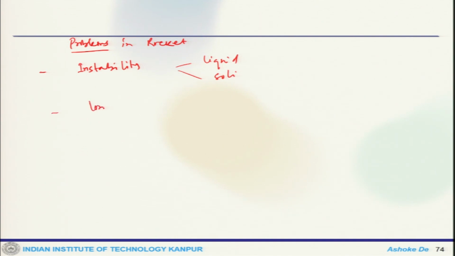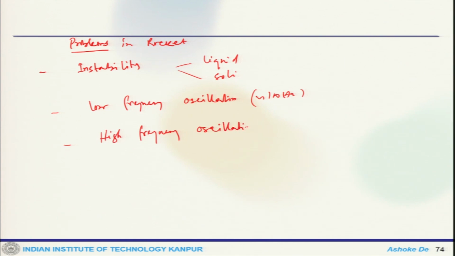Then you have low frequency oscillations, which are roughly 100 Hz, due to the coupling between combustion and the feed system. Obviously you will have high frequency oscillations too. This is something called thermoacoustics, or coupling between combustion and the acoustics and flow field.